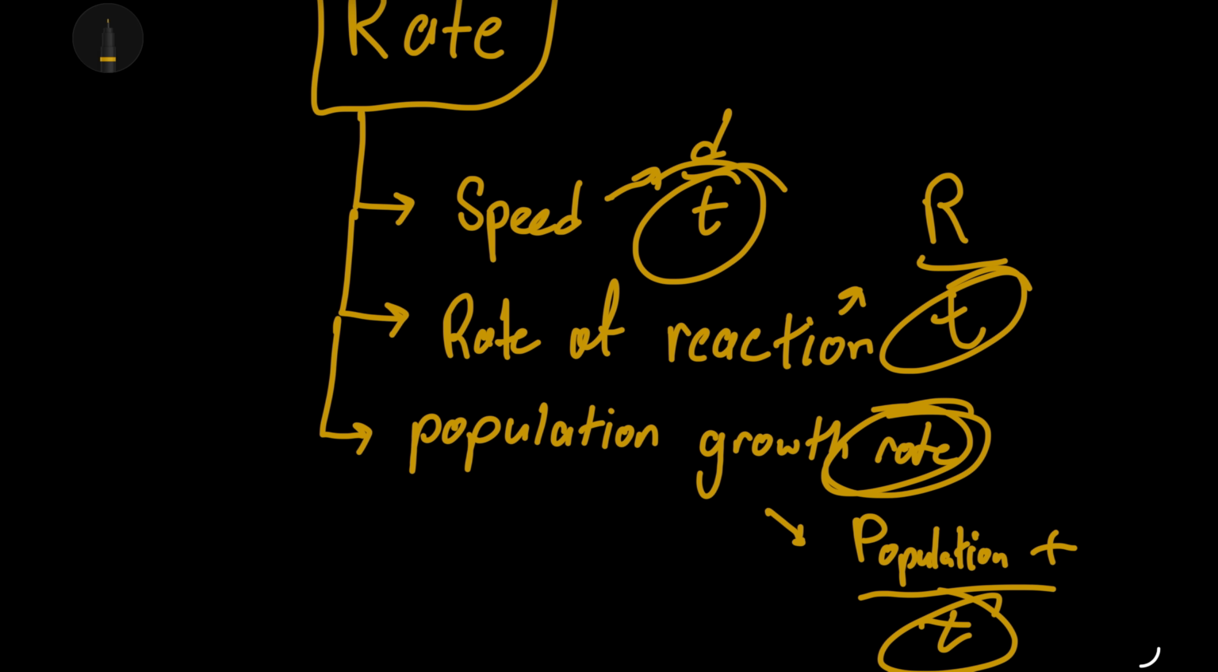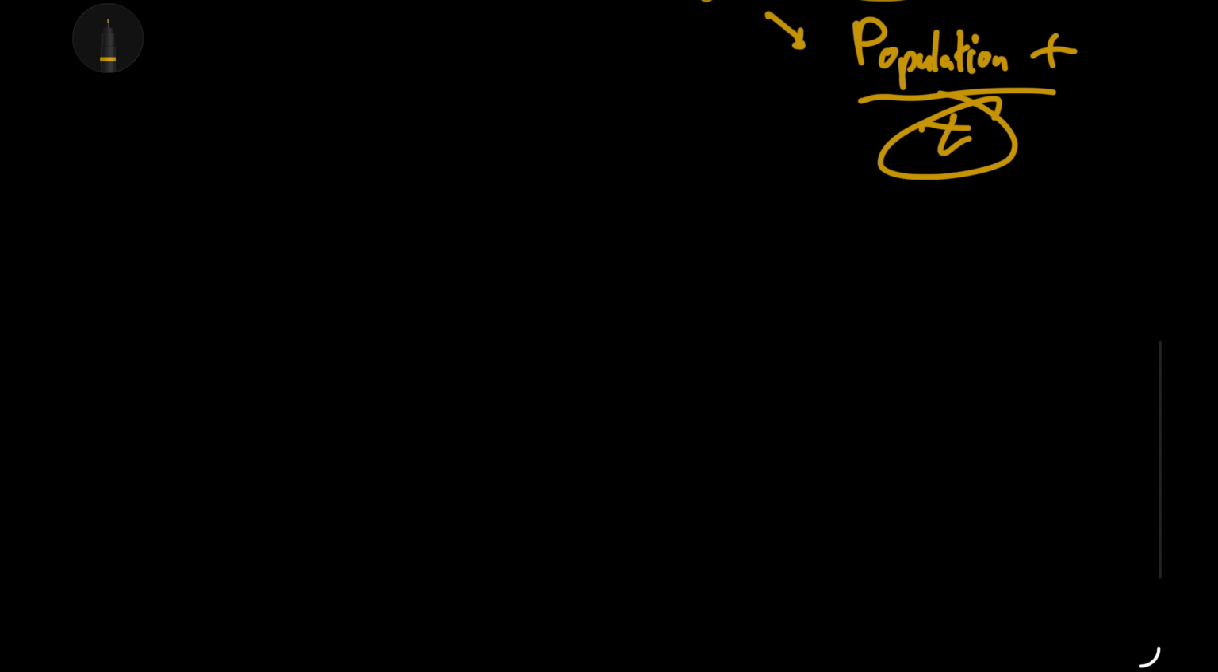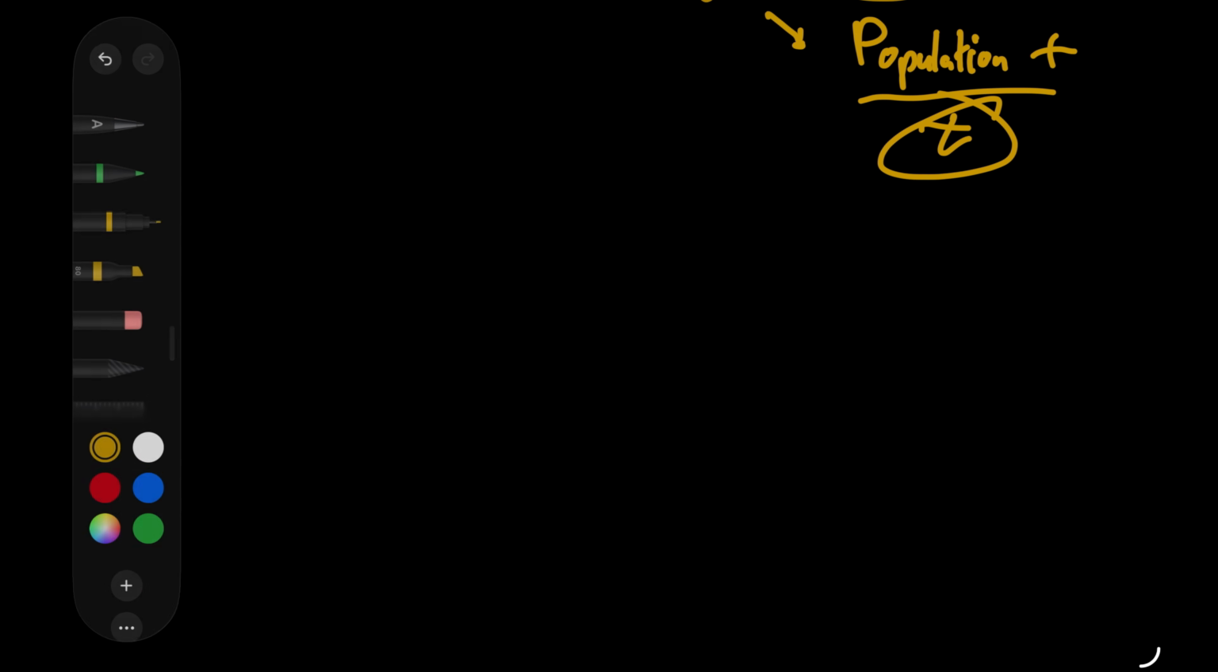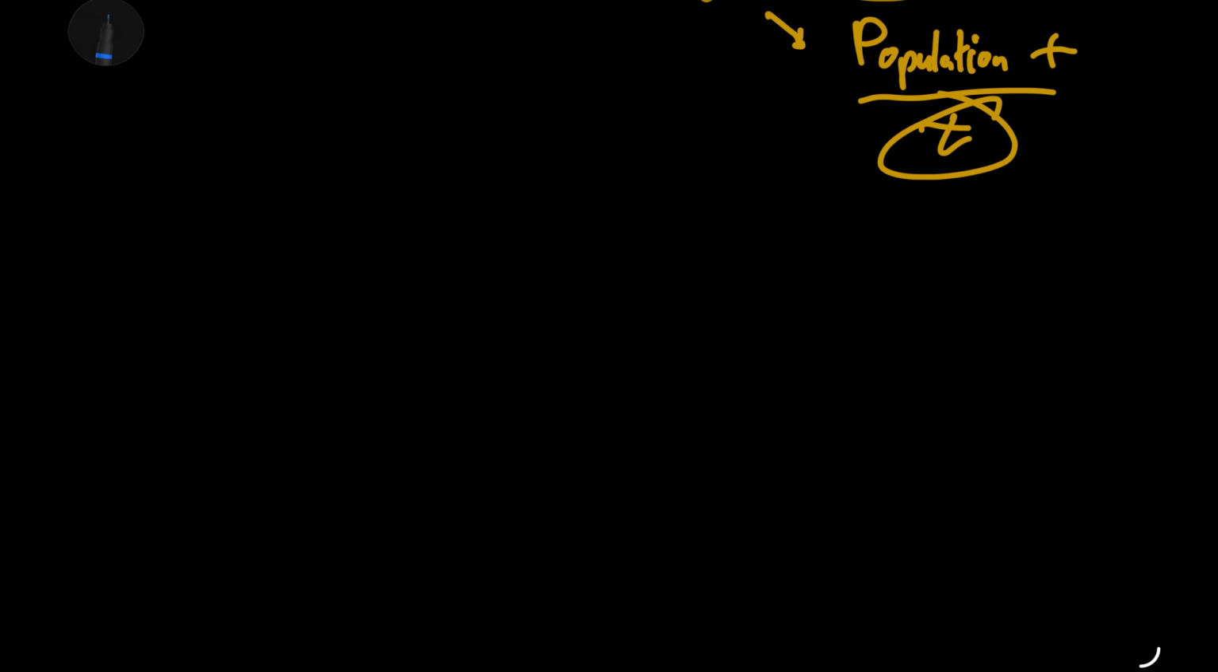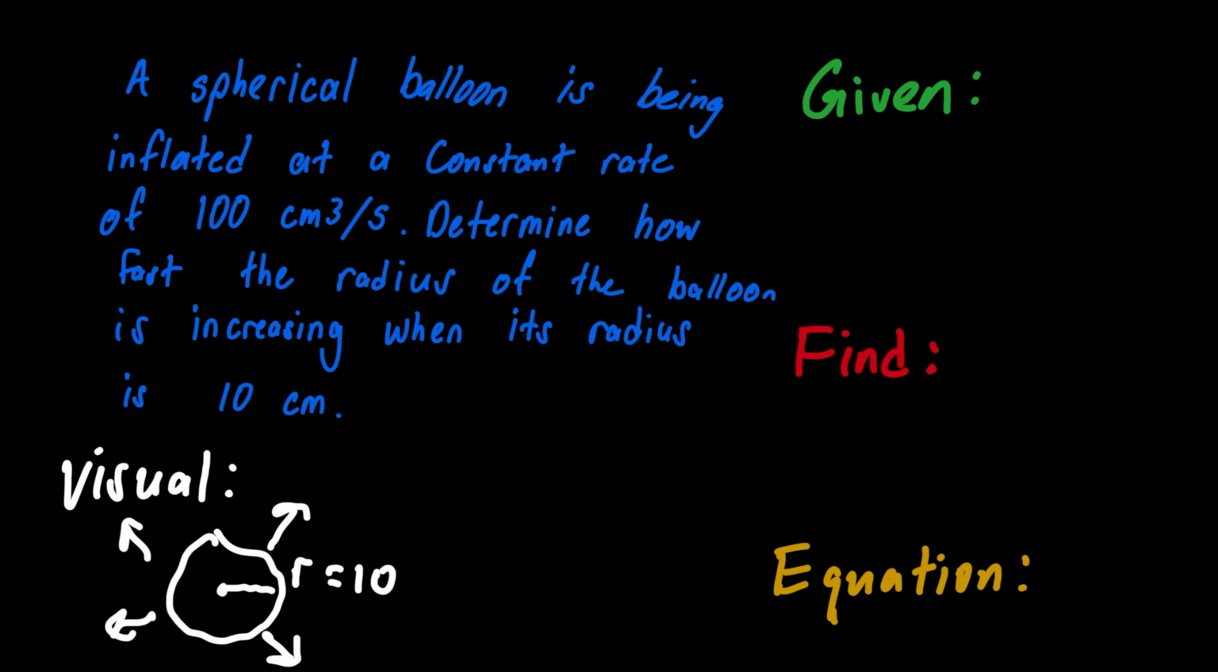A rate is basically the change of a variable across time. So that's what related rates are. And today we're going to be talking about a couple ways that they can apply to some of the equations we've learned in middle school. To best understand this, let's do a practice problem. So what does our practice problem say? Our practice problem says that a spherical balloon is being inflated at a constant rate of 100 centimeters cubed per second. Determine how fast the radius of the balloon is increasing when its radius is 10 centimeters.